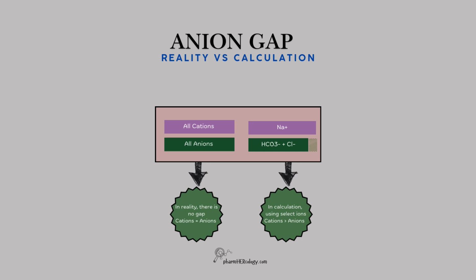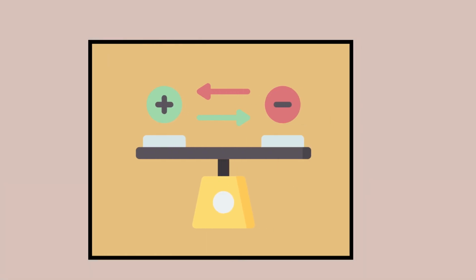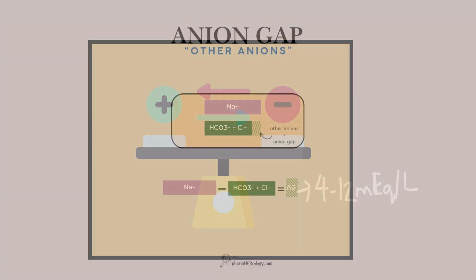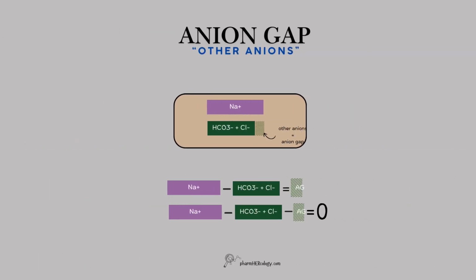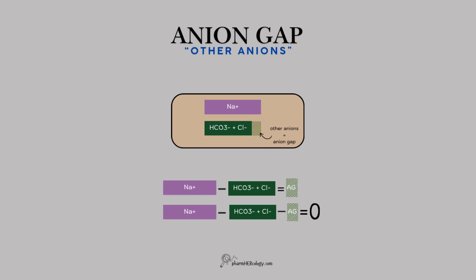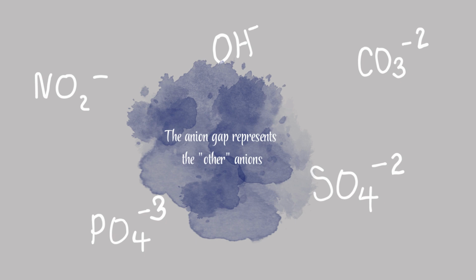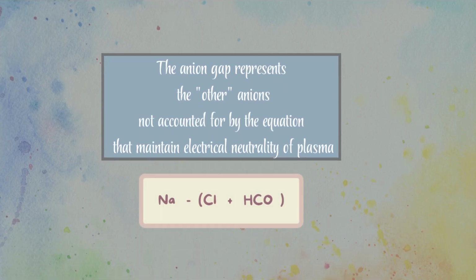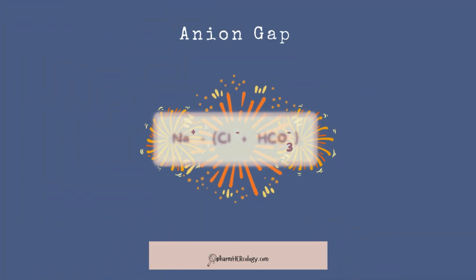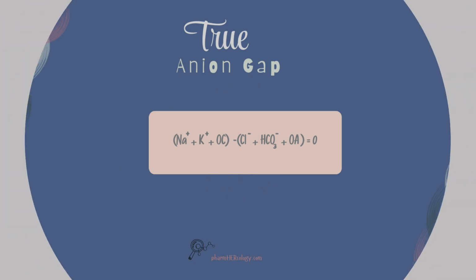Because electrical neutrality must exist in plasma, the 4 to 12 milliequivalent per liter value that we calculate using the select electrolytes is both the difference between the concentration of selected anions, but also the concentration of those other anions that must exist to achieve electrical neutrality. They're the forgotten anions in the equation. Really, the calculated anion gap must be understood from the context of plasma neutrality. The concepts actually go hand in hand.